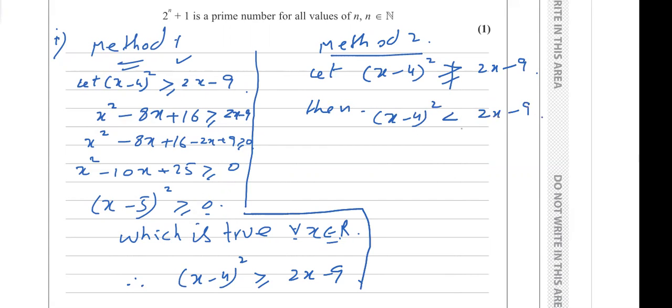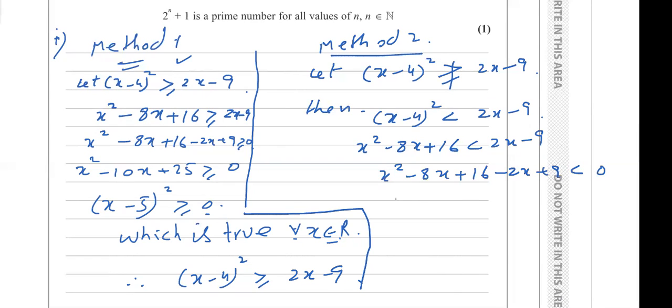Now, if it is less than 2x minus 9, then let's expand this one. It will become x square minus 8x plus 16 less than 2x minus 9, which becomes x square minus 8x plus 16 minus 2x plus 9 less than 0, because when we shift it to the other side, it's going to be x square minus 10x plus 25 less than 0. Now this becomes a whole square, x minus 5 square less than 0, which is not true for all.